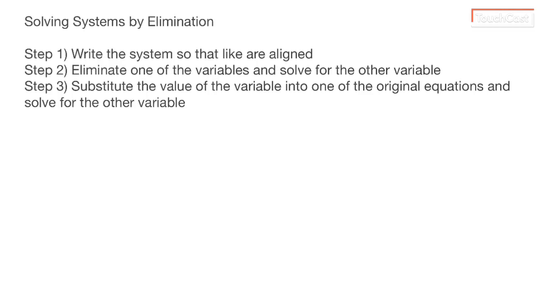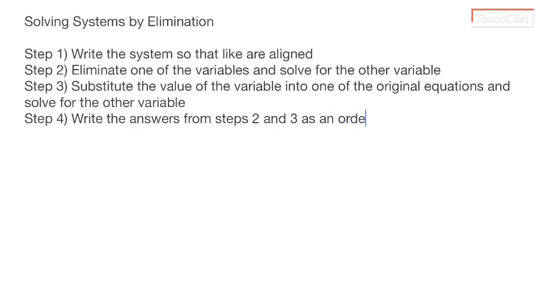Once we've done that, we can move into the last step, step 4, where we're going to write the answer from steps 2 and 3 as an ordered pair. Remember, ordered pairs have an x term and a y term. And I'm not going to worry about you doing this one as much, but some people like to then check by putting both x and y into both of the original equations and making sure it works out.